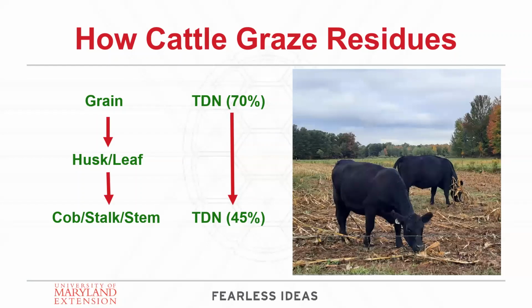And as the grazing season goes on, when they don't have any grain left and they start eating less husk and leaf and more cob and stalk and stem, their nutrients drop down to about 45%. So we'll get into why that matters when we talk about supplementing. But generally speaking, an overall average is about 55% TDN and about 5.5% crude protein, which is perfectly reasonable and good for a maintenance diet. There's just different diets where we're going to have to supplement a little bit more.